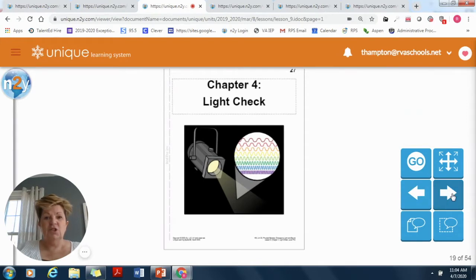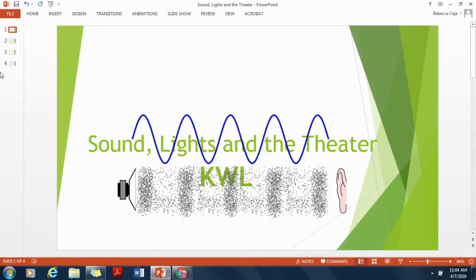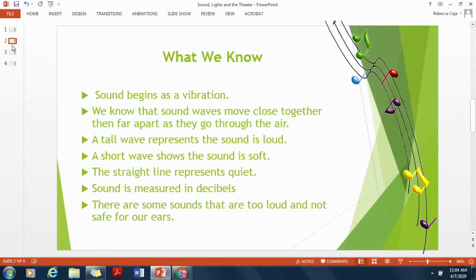And let's just do our text feature walk. But right before we do that, let's look at what we already know from our previous chapters. Now, we know that sound begins as a vibration. We know that sound waves move closer together and far apart. You remember that slinky picture, right? We know that tall sound waves were loud and the shorter sound waves were quieter.